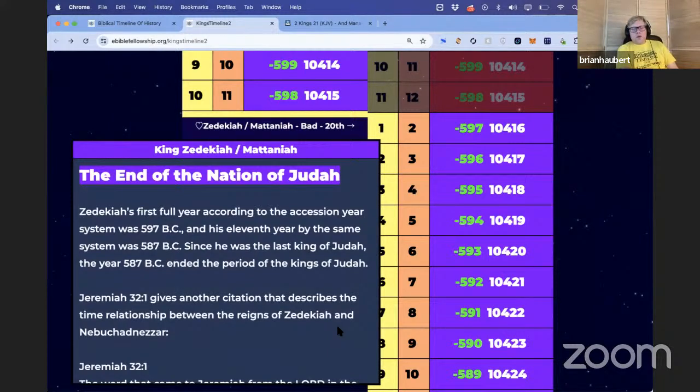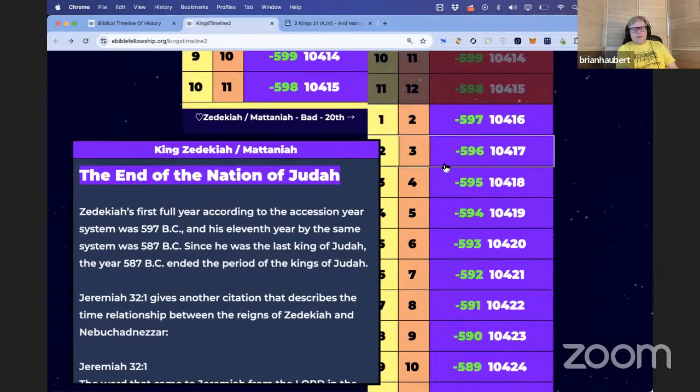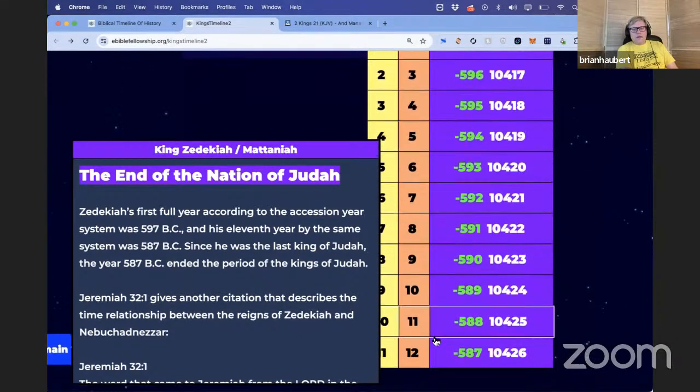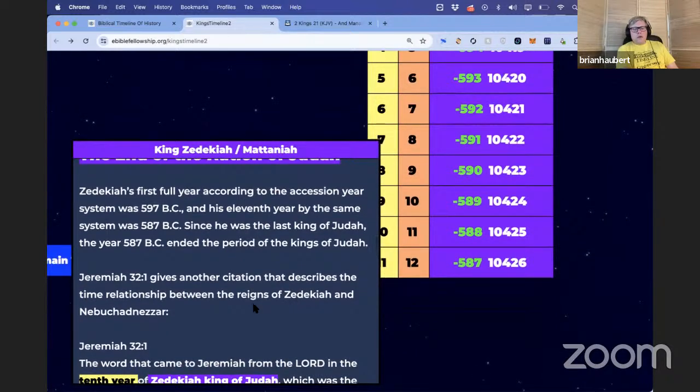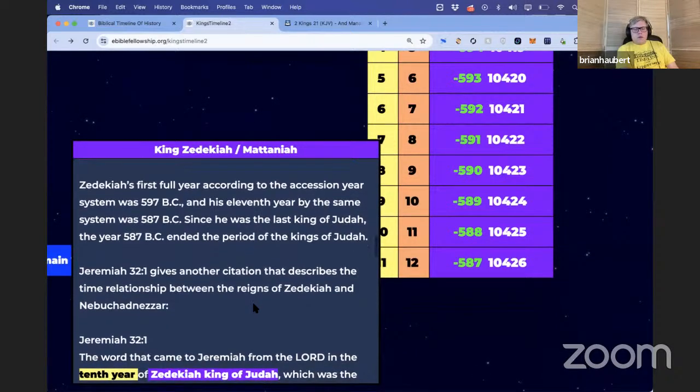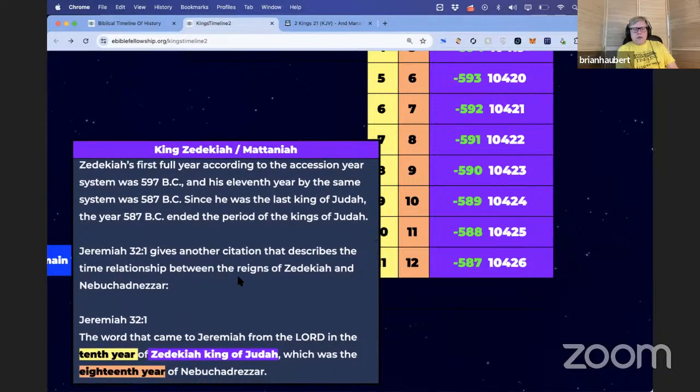Zedekiah's first full year, according to the accession system, was 597 BC, and his 11th year by the same system was 587 BC. Since he was the last king of Judah, the year 587 ended the period of the kings of Judah. Jeremiah 32:1 gives another citation that describes the time relationship between the reigns of Zedekiah and Nebuchadnezzar.